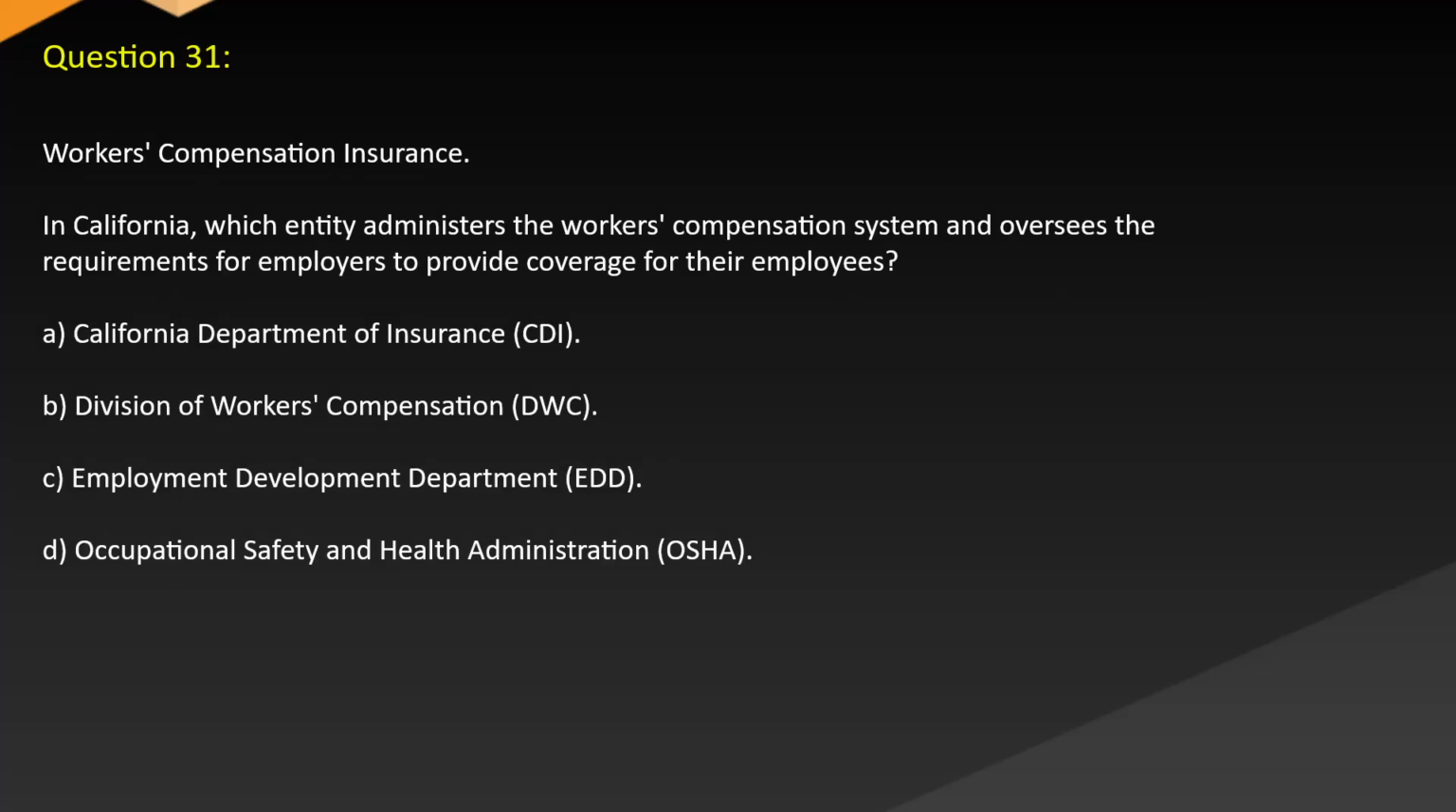Question 31. Workers' compensation insurance. In California, which entity administers the workers' compensation system and oversees the requirements for employers to provide coverage for their employees? A. California Department of Insurance, CDI. B. Division of Workers' Compensation, DWC. C. Employment Development Department, EDD. D. Occupational Safety and Health Administration, OSHA.